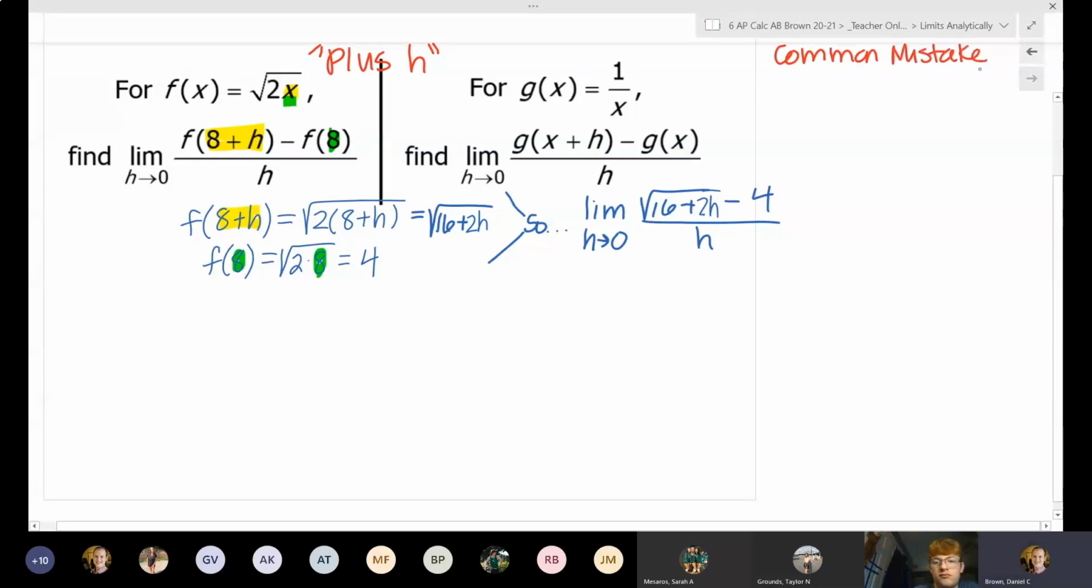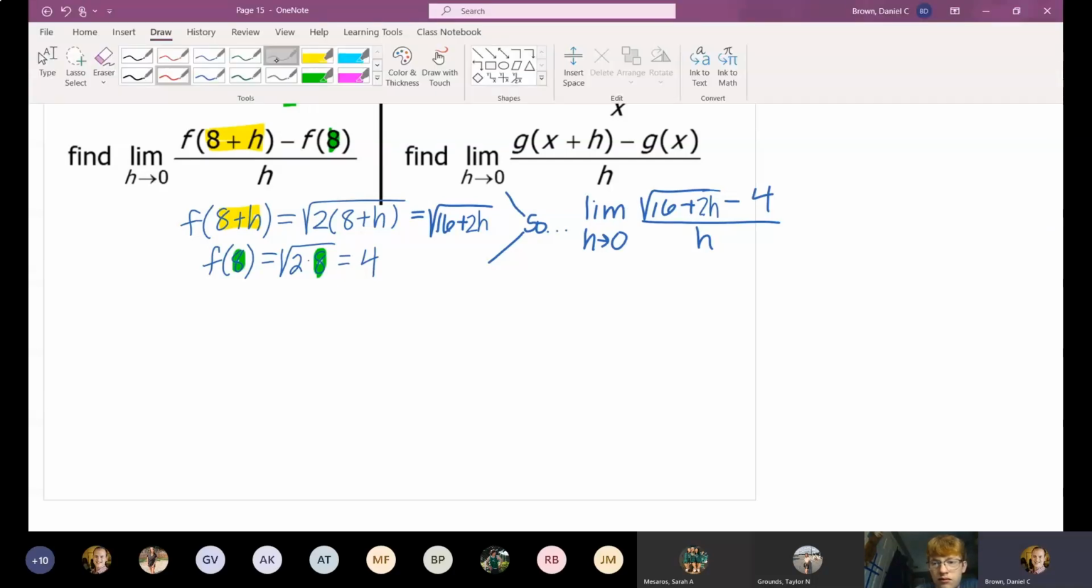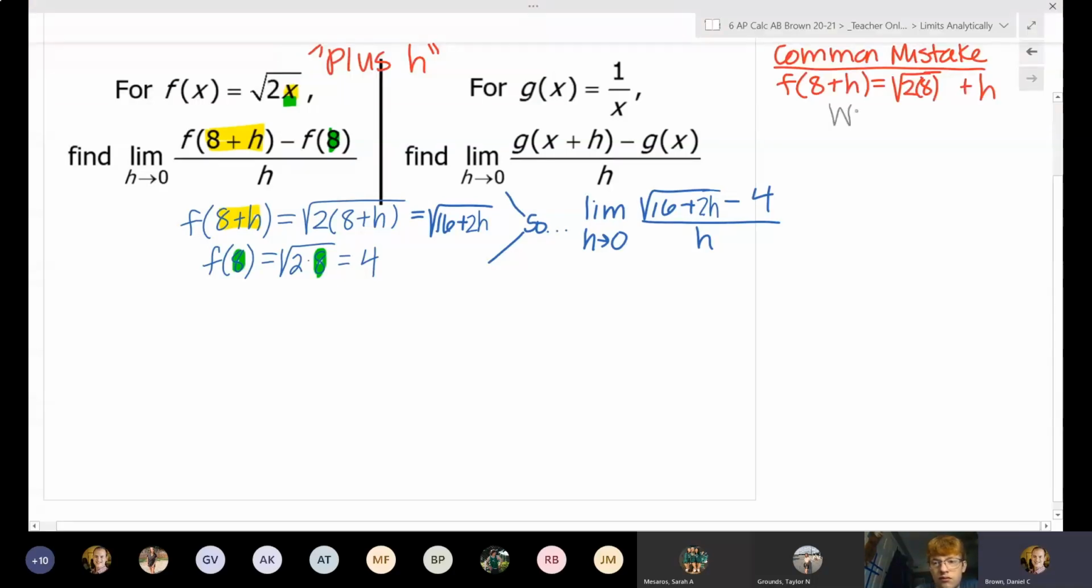And I know it's common because it shows up almost every year on my quizzes or tests, is that when people want to find, this is going to be the wrong answer, I'm writing it in red, f of h plus x, they'll just kind of bring down the function with the number plugged in for x and just stick an h added on the end. That is not what you want to do. You want to make sure you're plugging it in and kind of following the algebra of the problem.